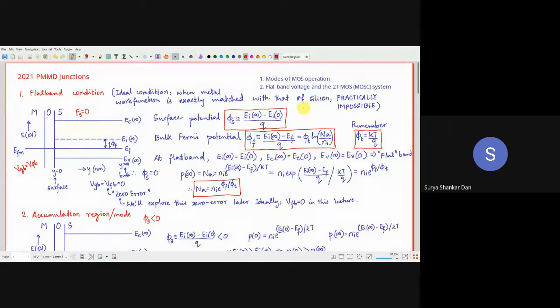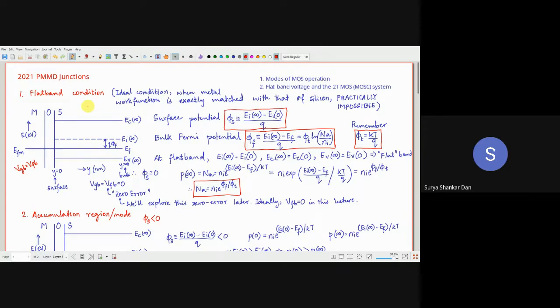If there is no field, there is no reason for the electrons or the holes, that is the mobile charge carriers, to move either in this direction or in this direction. There is no need to go, there is no field at all. Got it? So this flat band condition is similar to the equilibrium case which we had seen in the case of a diode or the materials itself.